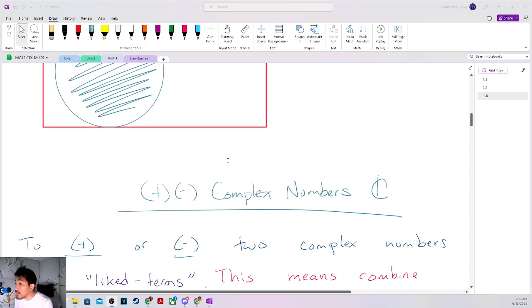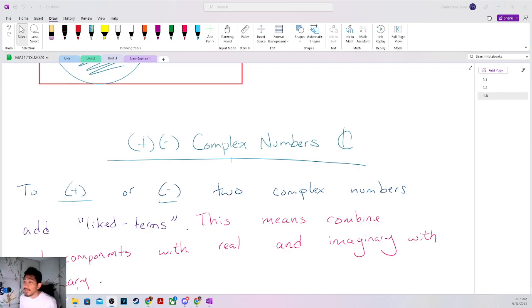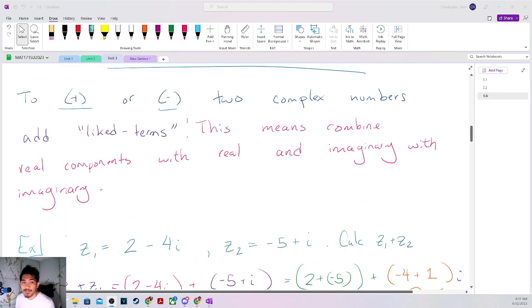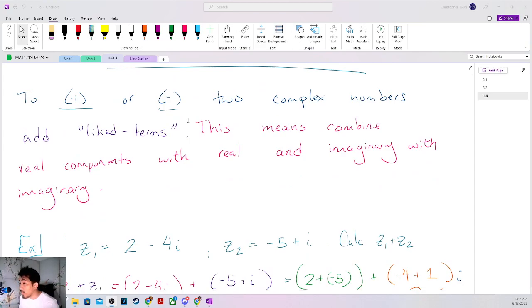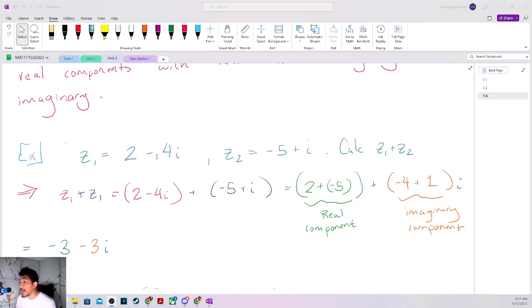Now that we're working with a newer system, we need to talk about operations on these numbers because it's not as intuitive. Thankfully, there are connections that we have to bridge the gap. So let's talk about addition and subtraction. To add or subtract complex numbers, you want to treat the components as terms in a sense. So all you have to do is add or subtract like terms. That's it. Let's take this example. The first complex number is z1, and it's 2 minus 4i. Let's call the second complex number z2, where it's negative 5 plus i.